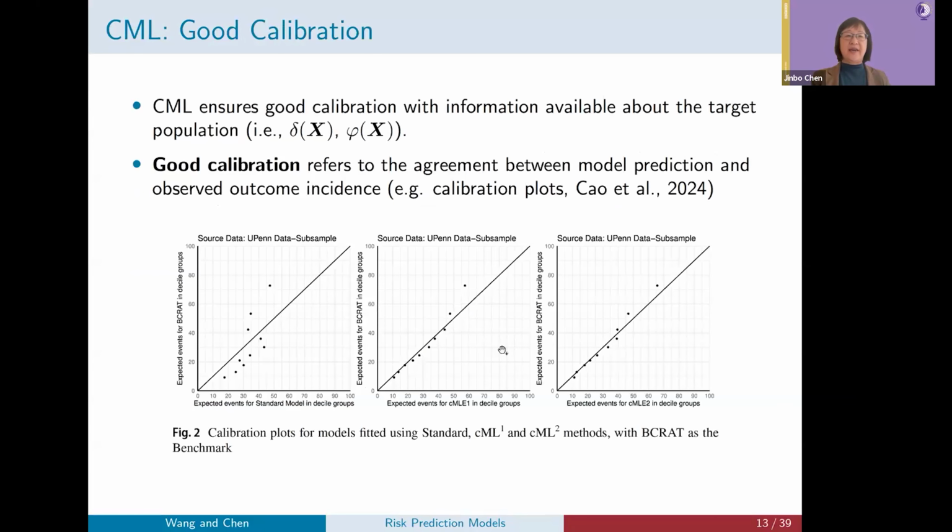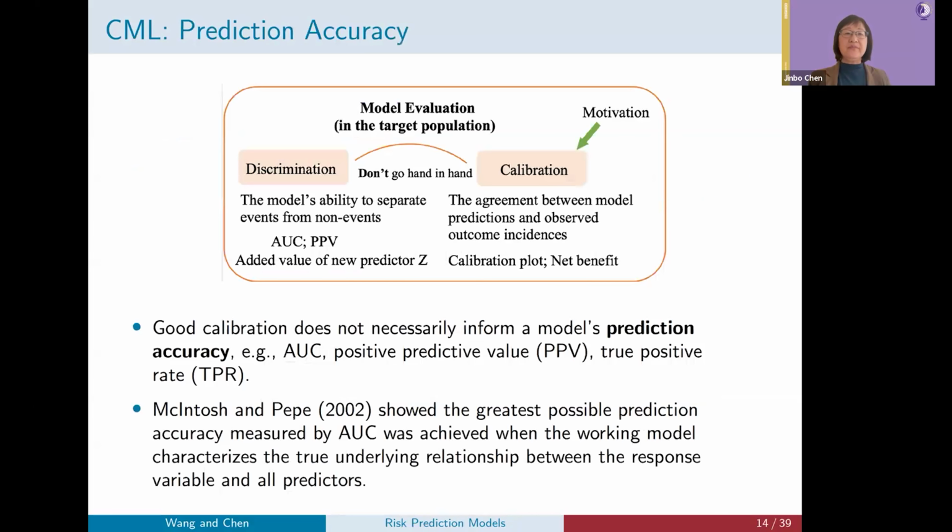So here is just a short figure in the manuscript showing that. The expected event rate by the standard model and the expected rate under the new model are very close, showing that our method worked well.